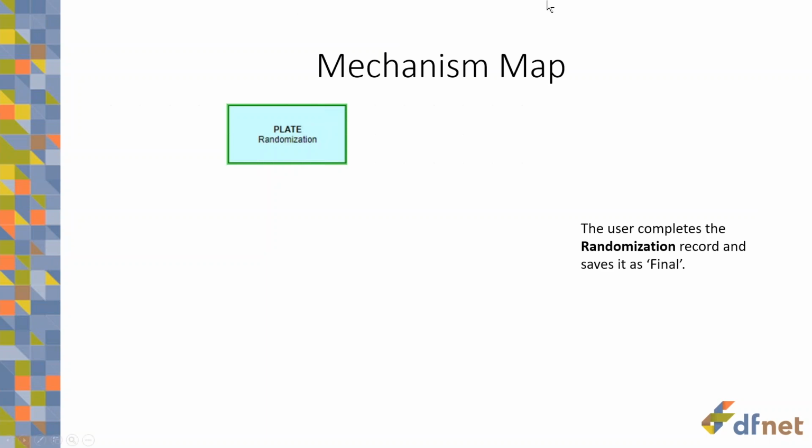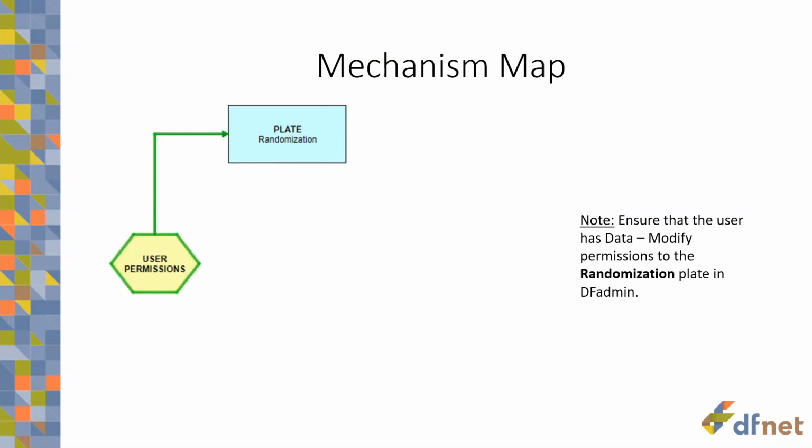So the mechanism map and how it works is that initially a user will complete the randomization plate and they will mark it as final. It is important to note that the user who is randomizing actually has data modify permissions to the randomization plate in DFadmin. This will ensure that they can finish the randomization edit checks requirements of jumping over to a different plate and tracking the sequence ID.